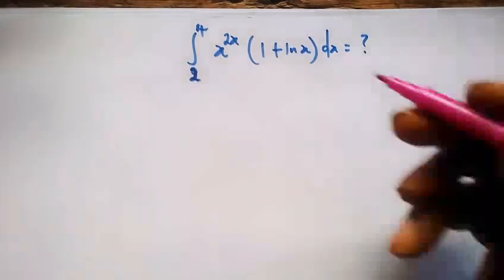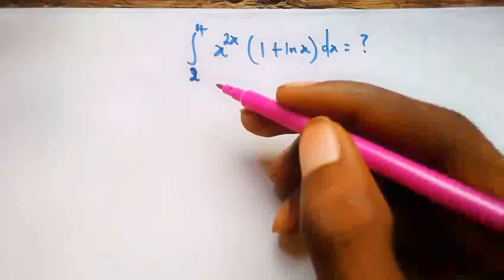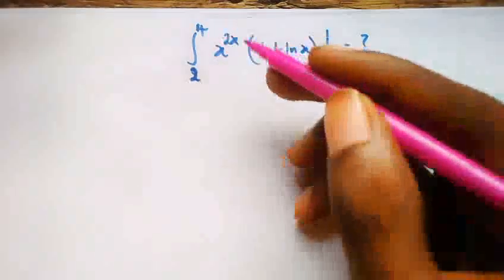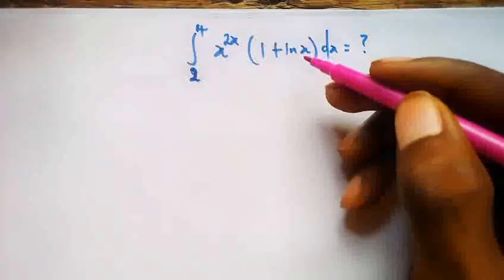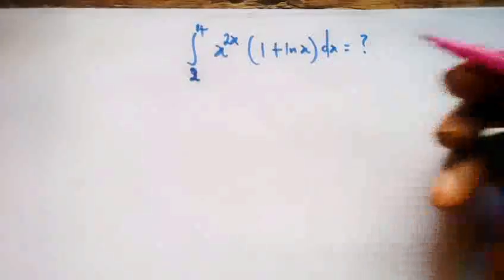Today we have the following problem. Integral as x is going from 2 to 4, x raised to 2x open bracket 1 plus the natural logarithm of x close bracket dx.